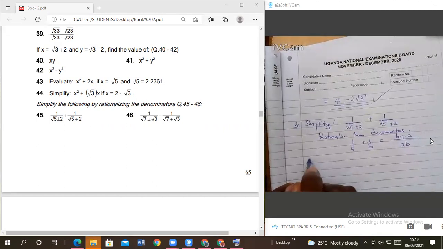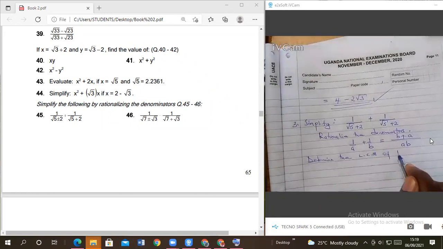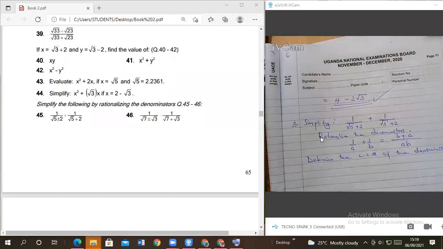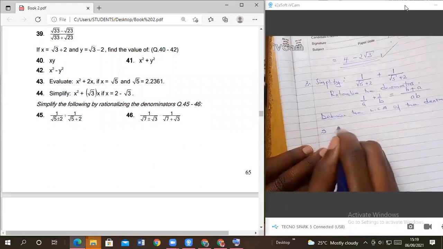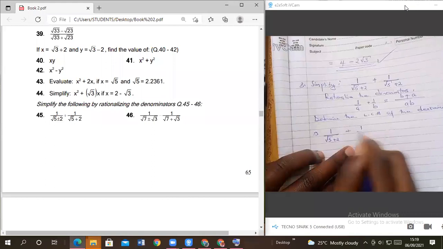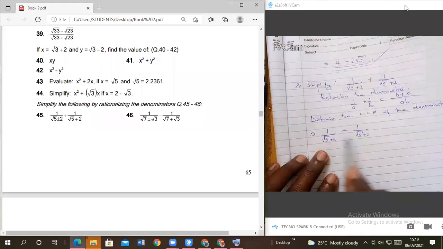So determine the LCM of the denominators. What will be our LCM there? Just a matter of multiplying them, not so? So it implies that 1 out of root of 5 plus 2 plus 1 out of root of 5 plus 2. When you look at this one, they are the same.